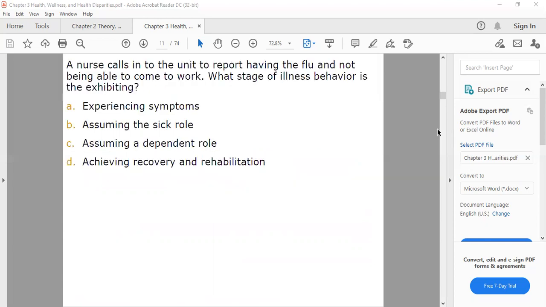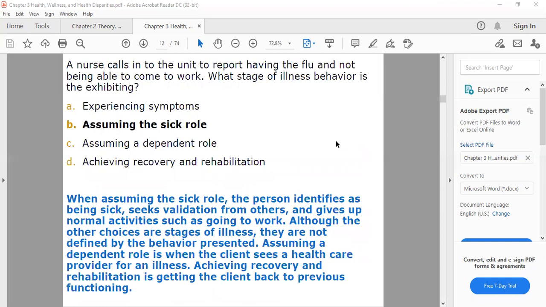A nurse calls the unit to report having the flu and not being able to come to work. What stage of illness is she exhibiting? Assuming the sick role. Good. When assuming the sick role, the person identifies themselves as being sick and seeks validation from others.